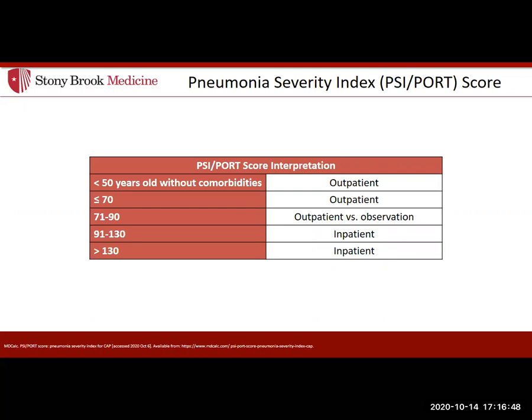The Pneumonia Severity Index score, or the PSI PORT score, considers the patient's subjective and objective findings and assigns them numeric values. This could be the patient's past medical history, temperature, heart rate, respiratory rate, or other serum chemistry findings. After obtaining our patient's score by adding up all of their numeric values, we can use this score to interpret which setting they should be treated in. As you can see here, as our patient's score approaches 90, we start to consider admitting them to the inpatient setting.